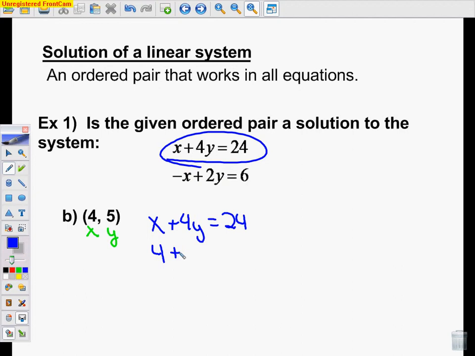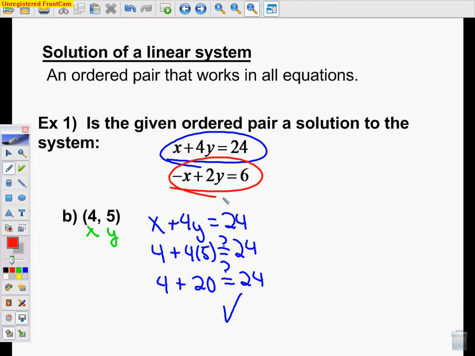So 4 plus 4 times 5. We want to know, does that equal 24? Well, 4 times 5 is what? That's 20. Is 4 plus 20 equal to 24? Yes, it is. Now, we're not done, once again, because we have to plug it into both equations.